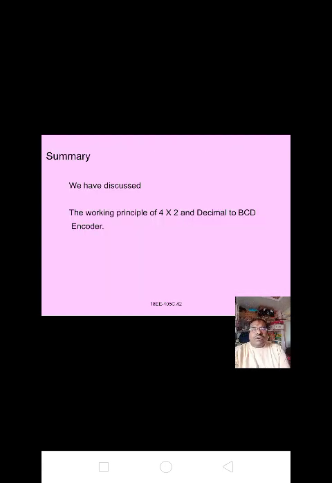Summary. We have discussed the working principle of 4 into 2 and decimal to BCD encoder. Quiz.